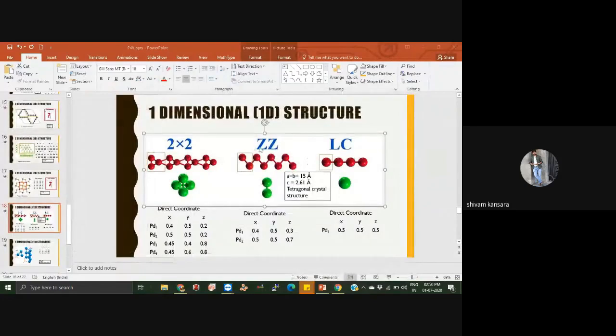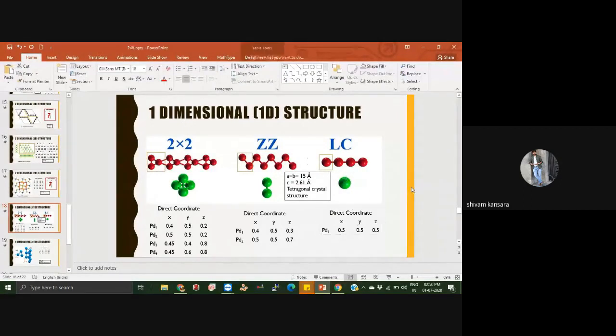Now ZZ is quite complicated compared to LC, while 2 cross 2 is much more complicated compared to ZZ and LC. So the red one, you can see this red one. The red one is the side view and the supercell, and this yellow border is the unit cell in the side view, and the front view is green. Green atoms show the front view. Okay, and this is the side view.